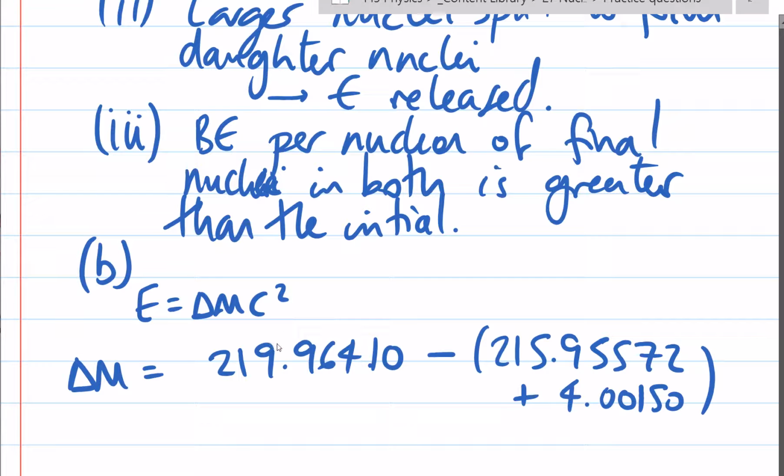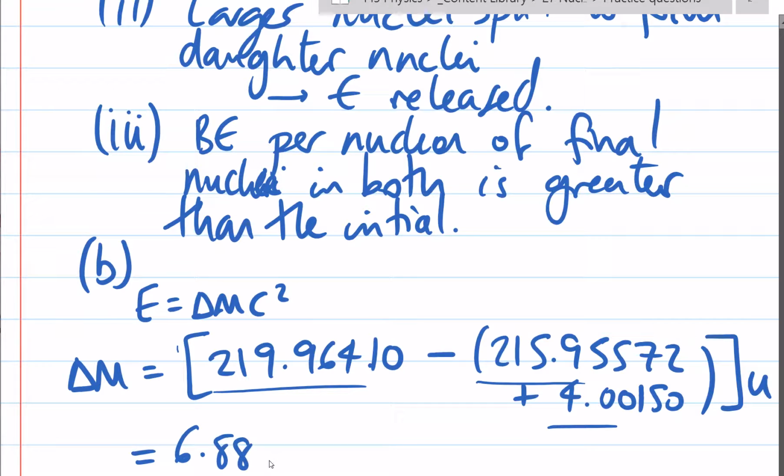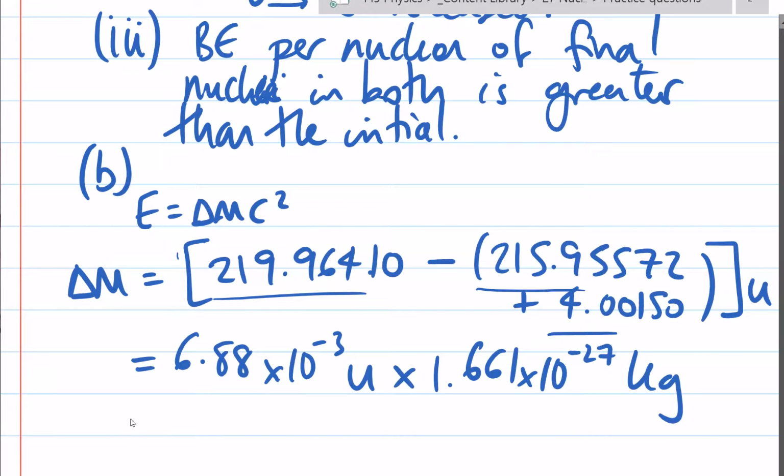So this is the mass before. This is the mass after. All of that times U. If we work that out, we get 6.88 times 10 to the minus 3 U. Times that by U, which is in the formula sheet, 1.661 times 10 to the minus 27 kilograms, and we get that mass difference as 1.14 times 10 to the minus 29 kilograms.